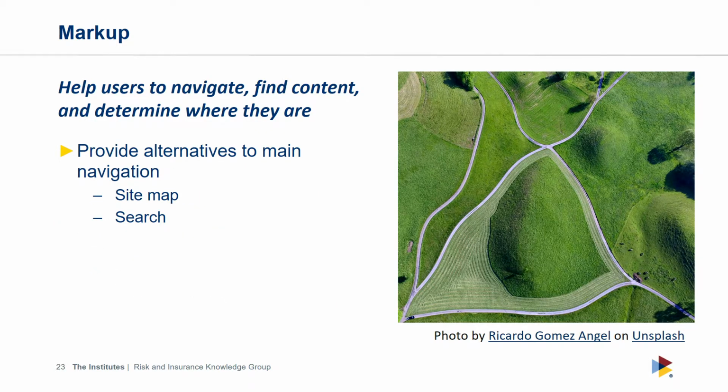Help users navigate, find content, and determine where they are. It's great to have that main navigation consistently in the same place all the time. Sometimes it's still impossible to find what you need. Provide a sitemap that people can navigate when they give up on your main navigation because they can't get the drop-down to drop-down properly, or they can't figure out what thing it should be under. Provide them with a sitemap so that they can do a search on their own. If your site has more than a few pages, provide a search functionality so that people can find what they need to find quickly.